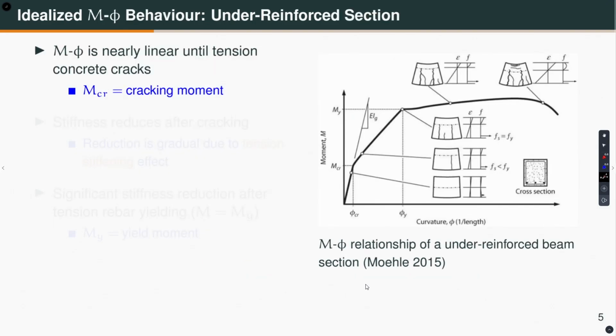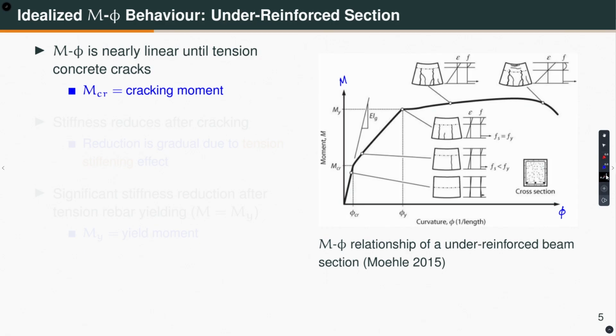Now, if you take a reinforced concrete section which is under-reinforced and do a moment curvature analysis, we will see later on how to do that. Now I am going to talk about an idealized moment curvature response, or idealized M phi response. The vertical axis is moment M and the horizontal axis is curvature phi.